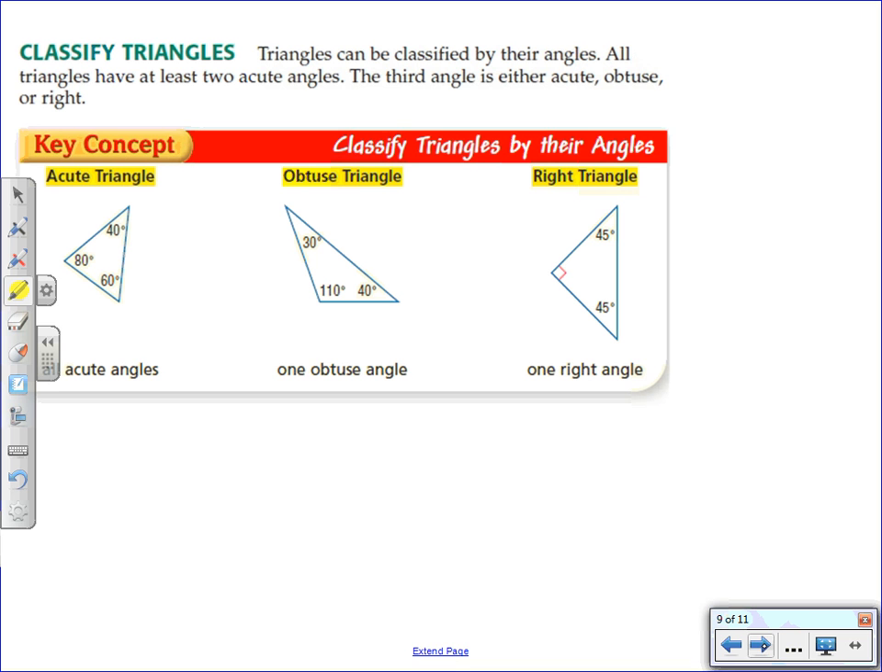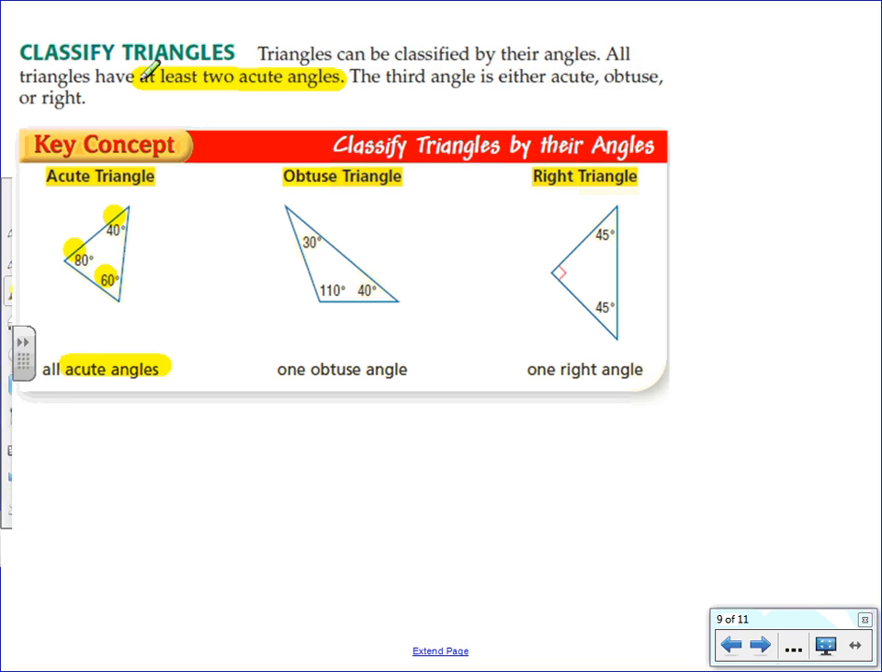We can also classify triangles by their angles. All triangles have at least 2 acute angles, you'll notice. So an acute triangle has all acute angles. All angles are acute. An obtuse triangle has 1 obtuse angle. And a right triangle has 1 right angle. So we can classify triangles by their sides and by their angles.